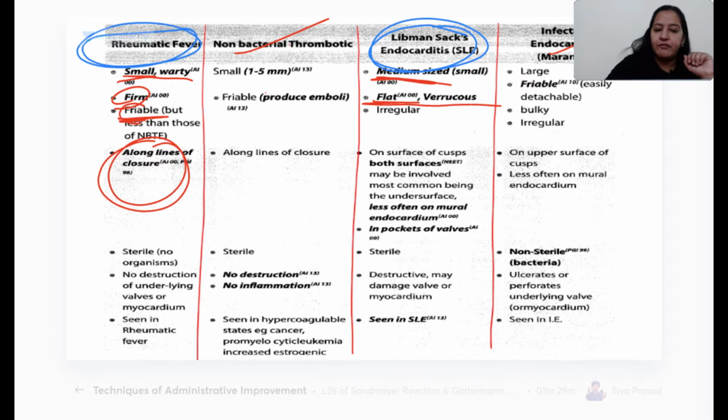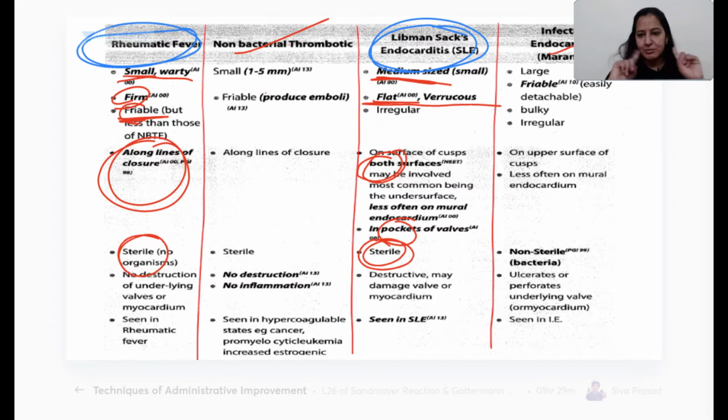Location in rheumatic fever is the line of closure, and here it is on both surfaces and also in the pockets and also in the adjoining atria and ventricle. That is the location. Vegetations were sterile there, and here also they are sterile, because bacteria are not involved. In both of them, vegetation is formed by autoantibodies. But autoantibodies are different. Theirs are against group A beta-hemolytic streptococcus bacteria in rheumatic fever. Here autoantibodies are against DNA. Say yes or no. So it is seen in rheumatic fever. It is seen in SLE. So we are done. Comparison is done.